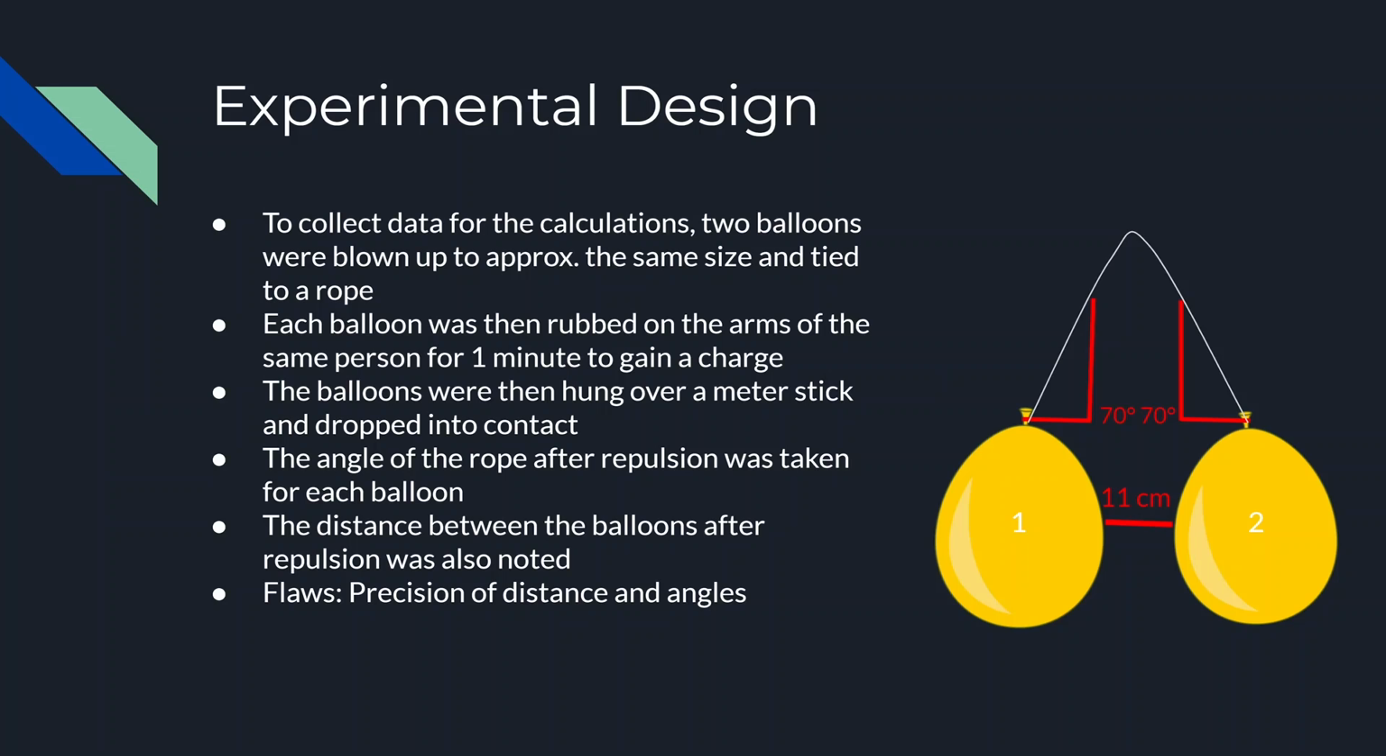To collect the data needed for the calculations, two balloons were blown up to a weight of 3 grams, then attached to a rope. Both balloons were then rubbed onto the arms of the same person for 1 minute to obtain a charge. The balloons were then hung over a meter stick and dropped. Once the balloons made contact, the repulsive forces were measured by getting the angles of the rope after repulsion and the distance between the balloons. A difficult challenge when doing this was getting the exact distance and angles measured due to the quickness of the process.